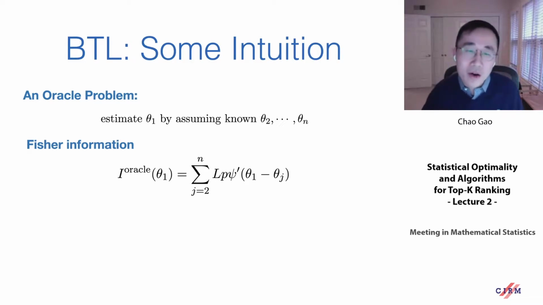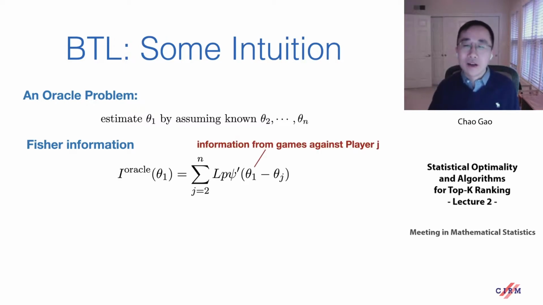It's a very simple calculation. We call this the oracle Fisher information for estimating the parameter theta one, because we assume the knowledge of all the other parameters, right? So the Fisher information has this formula. Here I deliberately write the Fisher information formula as the sum of n minus one different terms. Each term is given by L times P times the derivative of sigmoid evaluated at the difference between theta one and theta j, okay?